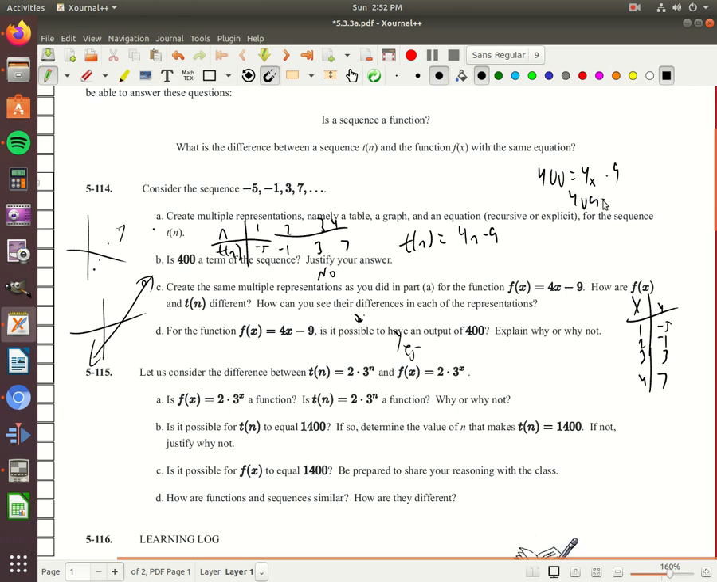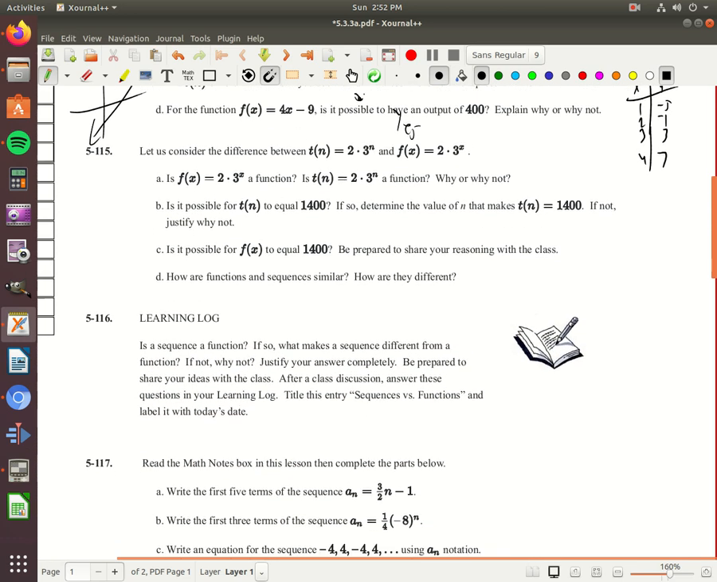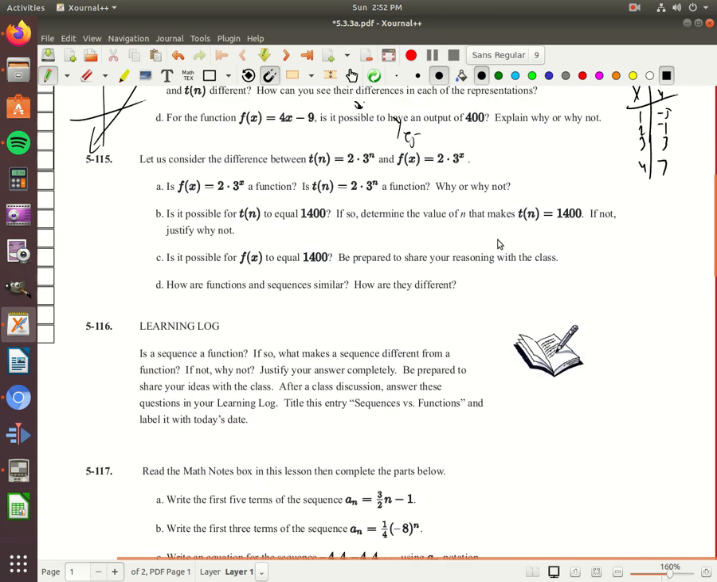We get 409 equals 4x, we divide by 4, so x equals 102.25. So if you input 102.25 into here, you'll get an output of 409. The thing is, you're not allowed to input 102.25 into the sequence because it could go 102 and 103, but not 102.25. That's one of the differences between a sequence and a function. Same thing with 5.1.15.